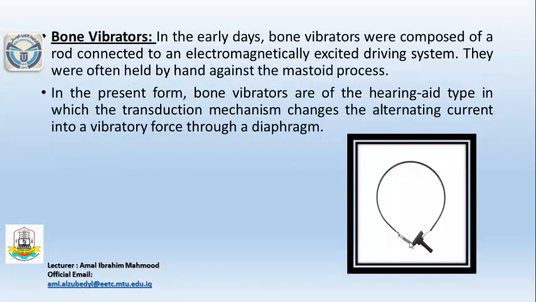The other type of transducer is the bone vibrator. The bone vibrator is applied at the mastoid process, which lies behind the ear. In early days, bone vibrators were composed of rods connected to an electromagnetically excited driving system. They were often held by hand against the mastoid process. In the present form, the bone vibrators are of the hearing aid type, in which the transduction mechanism changes the alternating current into vibratory force through a diaphragm.